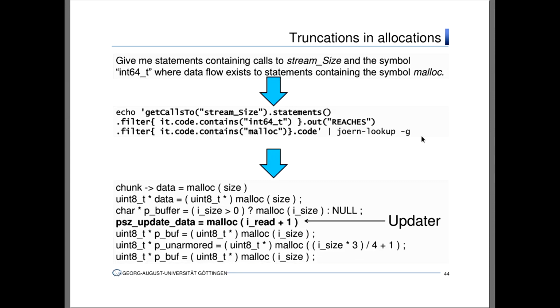And this query looks, well, the sentence is not so long and the query isn't either. So it's, again, get calls to stream size, which you just saw, and then go up to the statement. And now you're leaving the AST part, and now filter all those statements which contain int64, and then follow the data flow to statements that contain the word malloc. That's it. And you don't get so many hits. They're all not so interesting, but this one is nice because this is the updater. Right, so I read +1 depending on stream size.